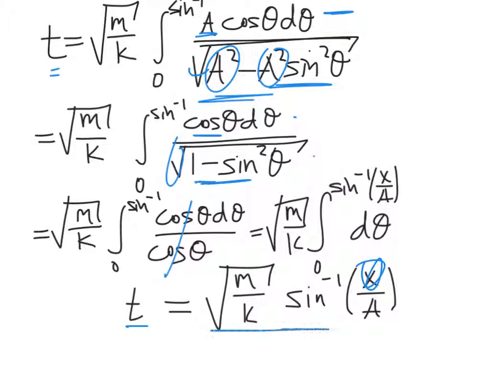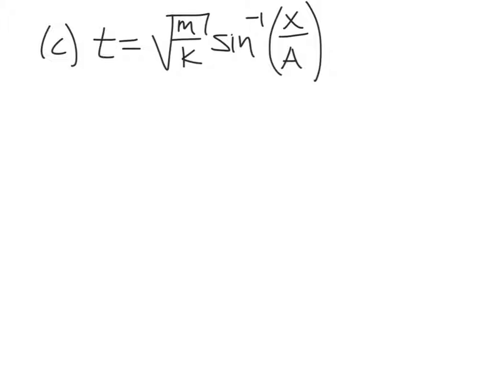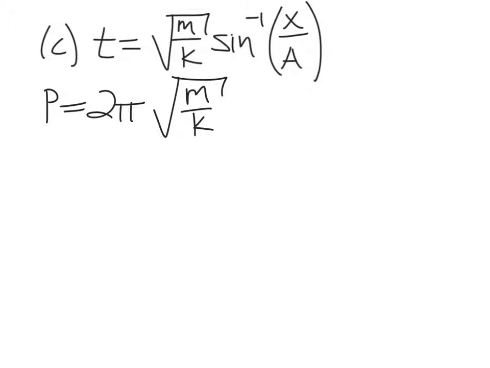And for part C, we're asked to show that the motion described by this equation is in fact simple harmonic motion. Part C, we're asked to show that motion of the system is simple harmonic motion with a period equal to 2 pi square root m over k. And hopefully you can see that if you solve this equation here for x as a function of t, you get something that looks just like that. So let's see what that looks like.